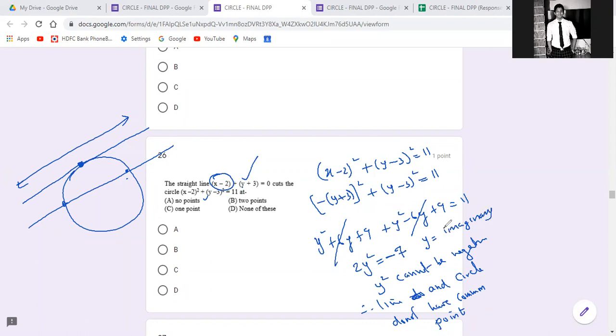That means the common point between the line and the circle is imaginary, which means the line does not touch the circle. Is it clear to you? So the answer is A, no point.